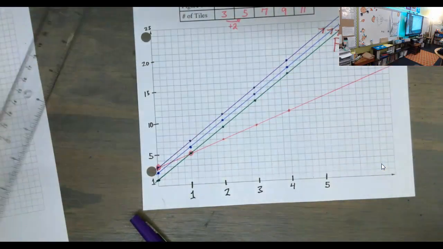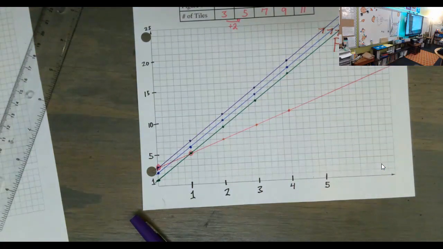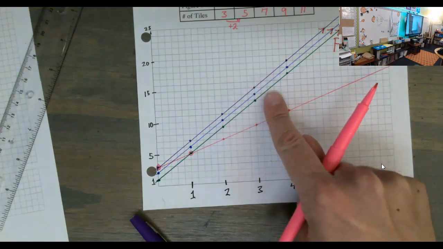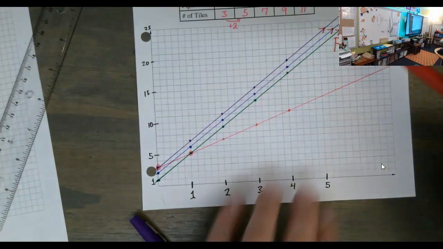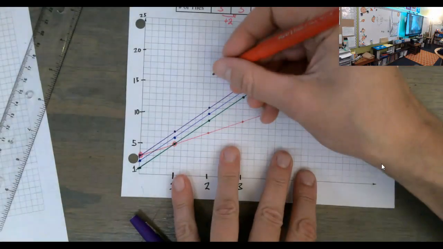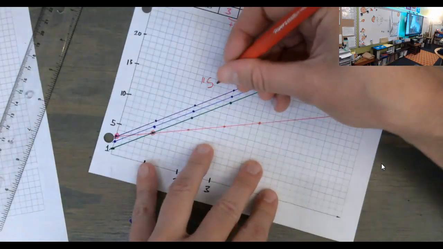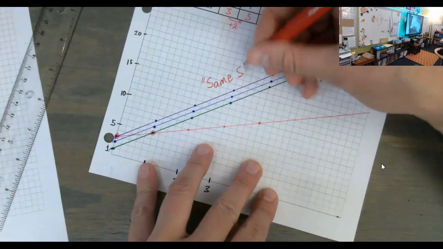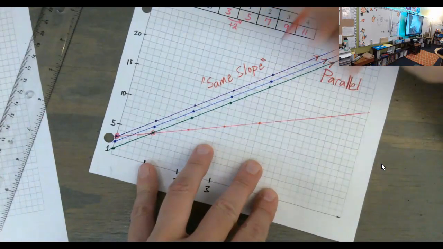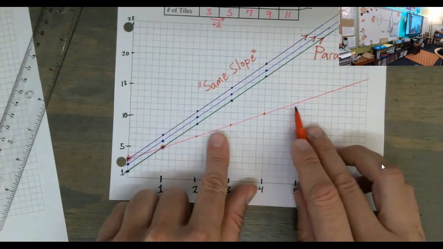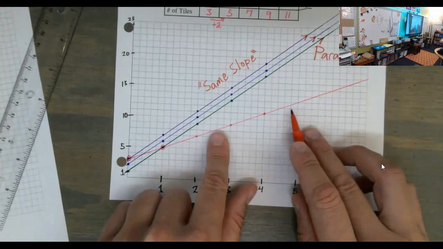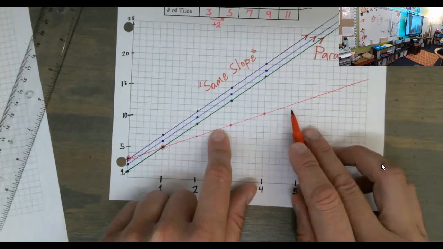Is our pink line, or is your line for tile pattern 4, also parallel? No. And this tells us my purple, blue, and green all have the same slope. Parallel lines have what we call the same slope. But our pink line does not have the same slope because it has a completely different rule and it changes by a different amount.